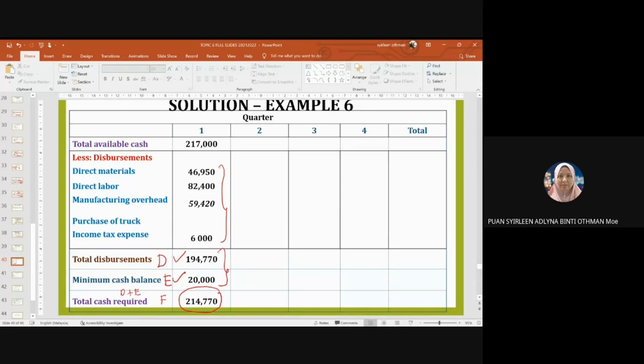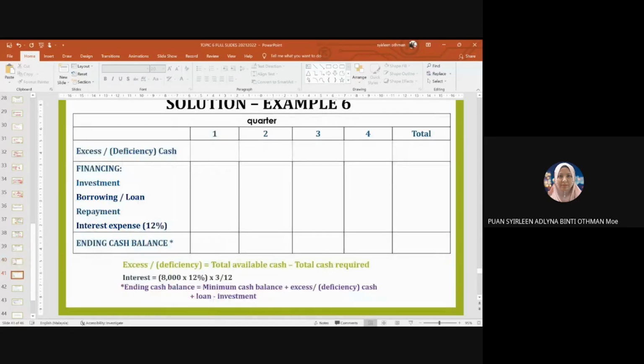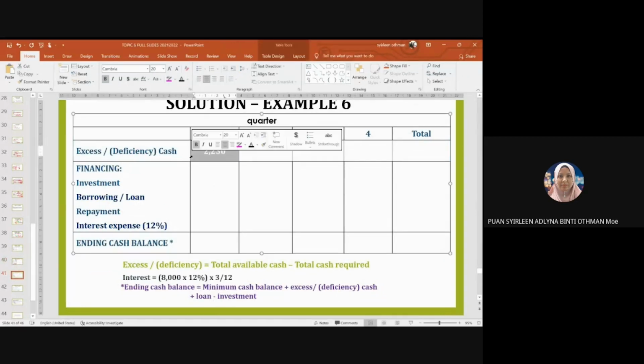So now how much do you have? You have 217,000. You need 214,770. Is it enough or not? Enough. There is still some extra. So how much is the excess? That one we will put under excess or deficiency. So your cash available is 217,000. If you fill up the table, you will see the cash flow. So I subtract 214,770, I have an excess of 2,230.